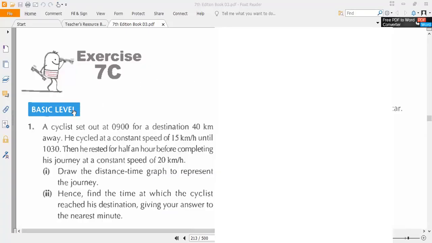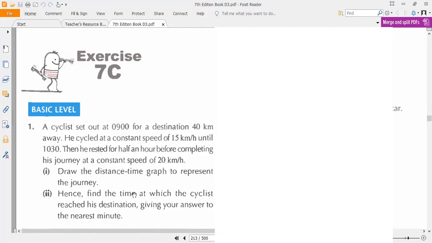So this is my first question, exercise 7C. In this question, they are saying a cyclist set out at 0900 hours for a destination 40 kilometers away. He cycled at a constant speed of 15 kilometers per hour until 10:30. Then he rested for half an hour before completing his journey at a constant speed of 20 kilometers per hour. Draw the distance time graph to represent the journey.